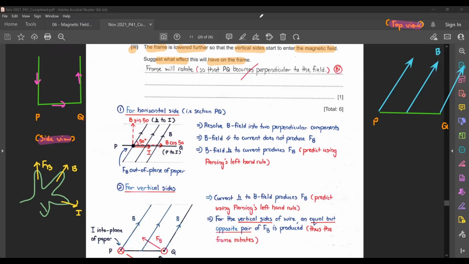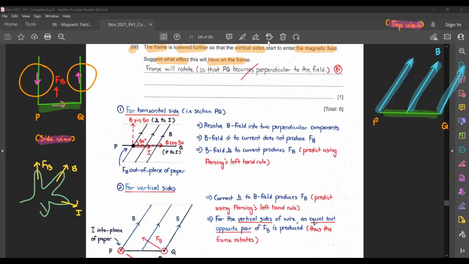Wire section PQ, which was this one, if viewed from the top, you see that the magnetic field forms an angle to that section. Earlier, we already established that the magnetic force acting on section wire PQ was actually upwards. So now we're interested to find out the magnetic force acting on the vertical sections of your wire. It'll be easier to work that out by looking at the top view.